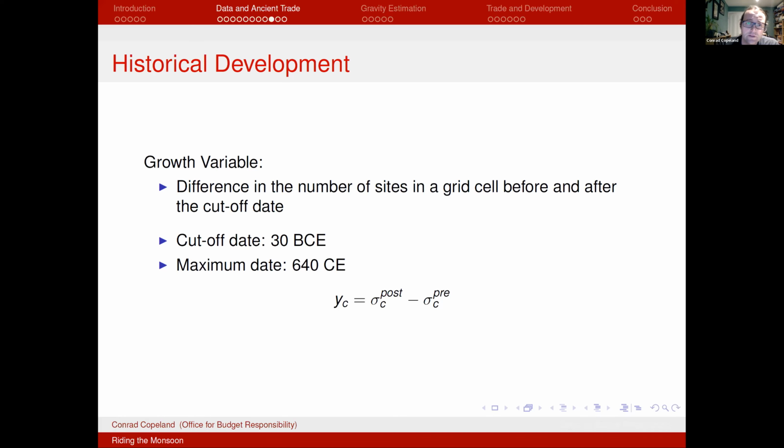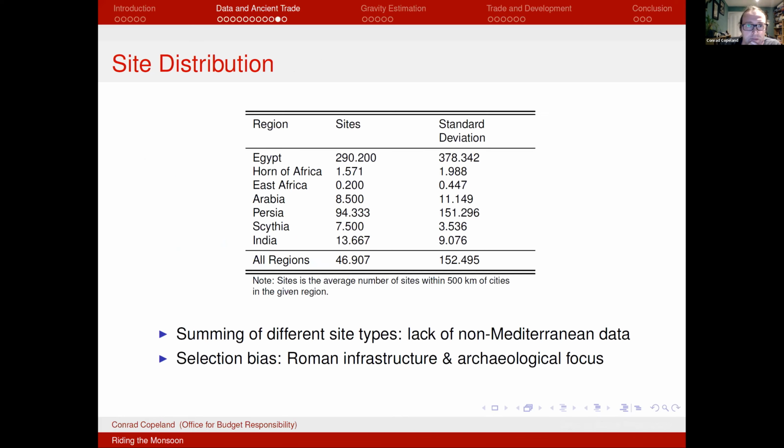And so development is taken as the change in human activity, right? The change in the number of sites in these two periods, right? So the pre 30 BCE and then post up until 640. And it's rather crude, but it gets at what we're looking at, which is essentially, what is the relationship between trade as described in the Roman period in the Periplus with development post that. And that's just site distribution.